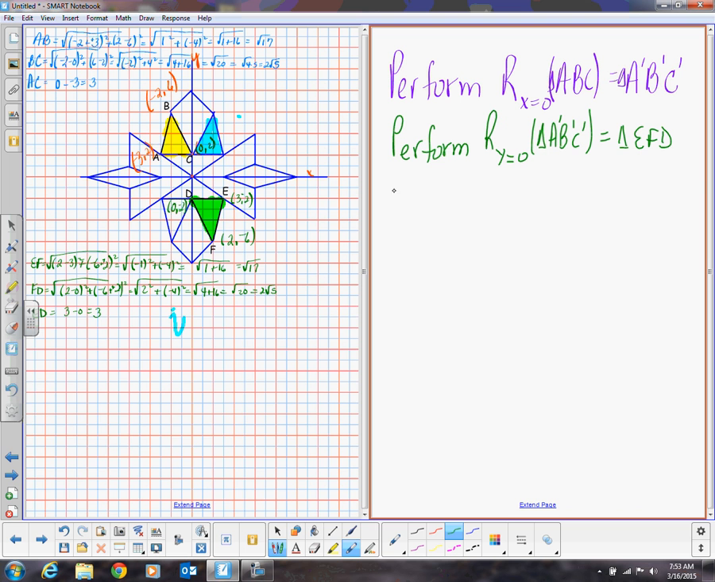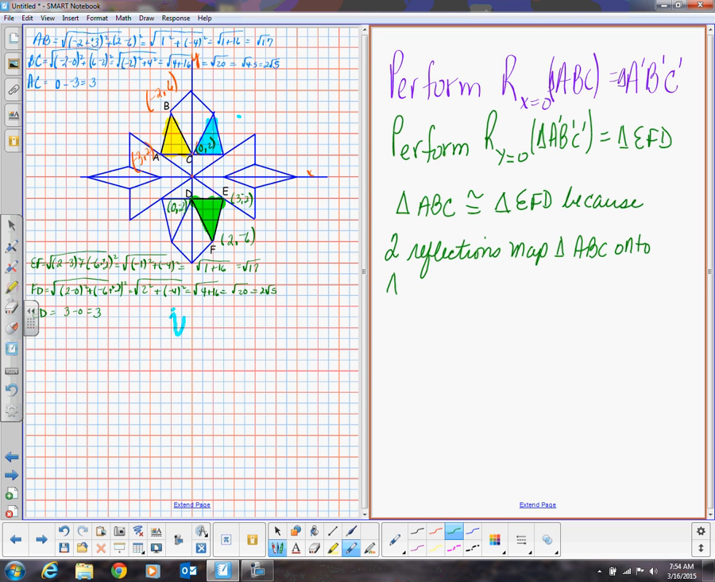Alright, so now I can say that triangle ABC is congruent to triangle EFD because two reflections map triangle ABC onto triangle EFD. Mapping onto kind of tells you that it makes that triangle fall on top of that one in a sophisticated way.